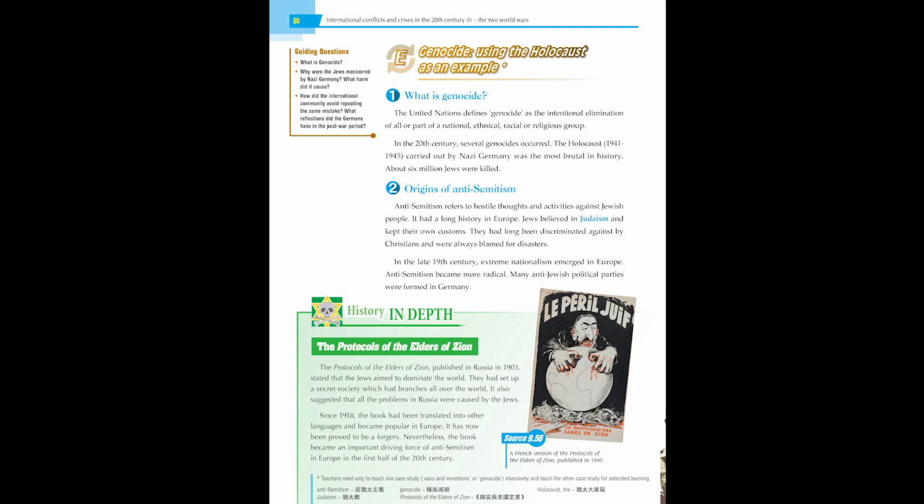Since 1918, the book had been translated into other languages and became popular in Europe. It has now been proved to be a forgery. Nevertheless, the book became an important driving force of anti-Semitism in Europe in the first half of the 20th century. Look at the source 9.56, a French version of the Protocols of the Elders of Zion, published in 1940.